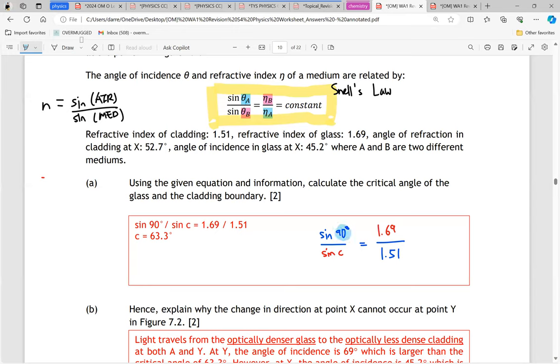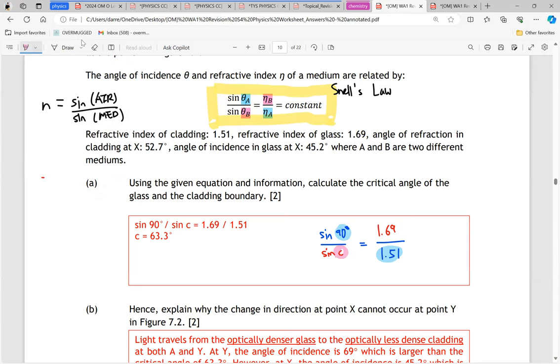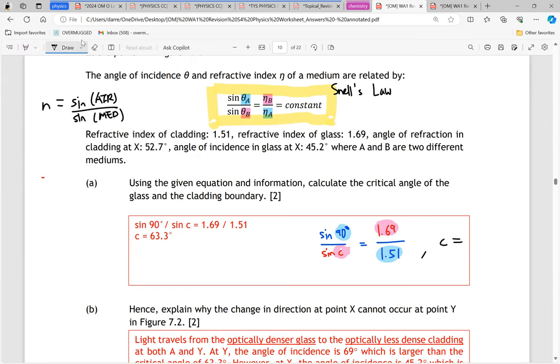This is the angle in A. This is the refractive index. This is the angle in B, which is the critical angle. This is my refractive index. And from there, you're able to solve for C is equal to 63.3 degrees.